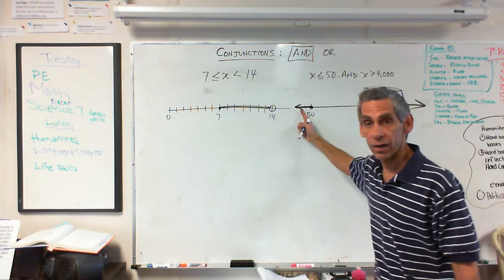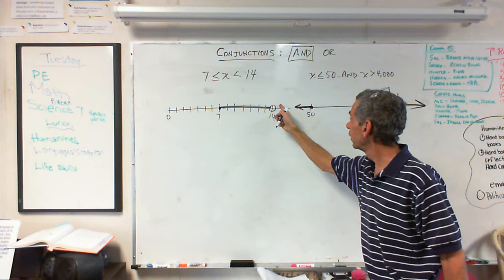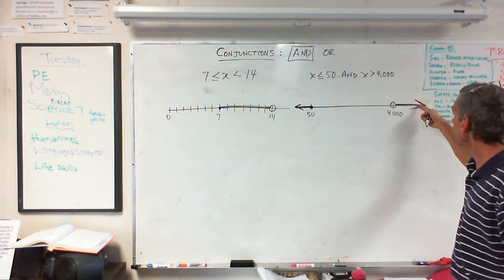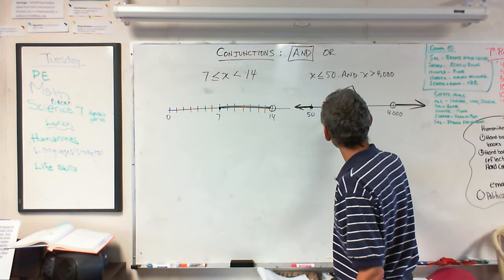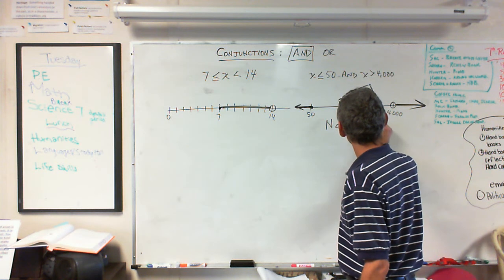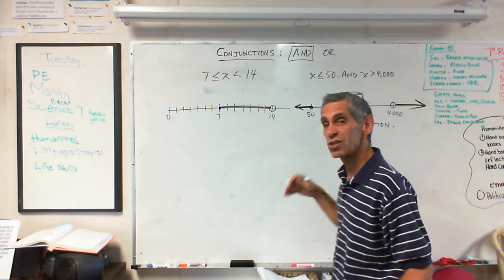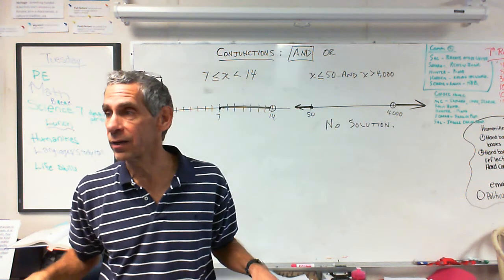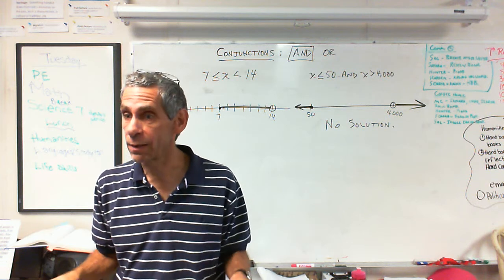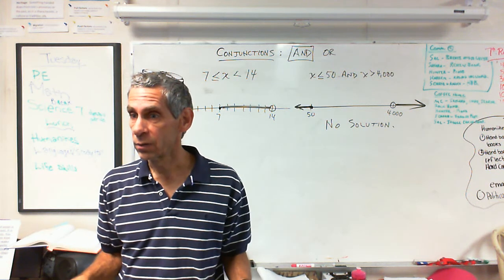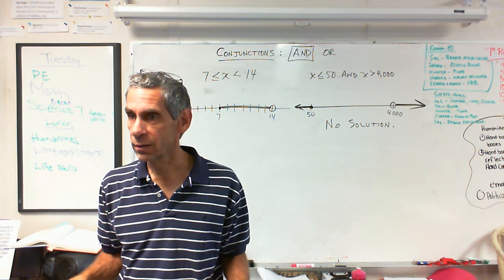Are they both true here? No. Are they both true here? No. Are they both true here? No. There is no solution. No solution. Because there is no place on that line where they both are true. And means they both have to be true. Does that make sense? You get that?